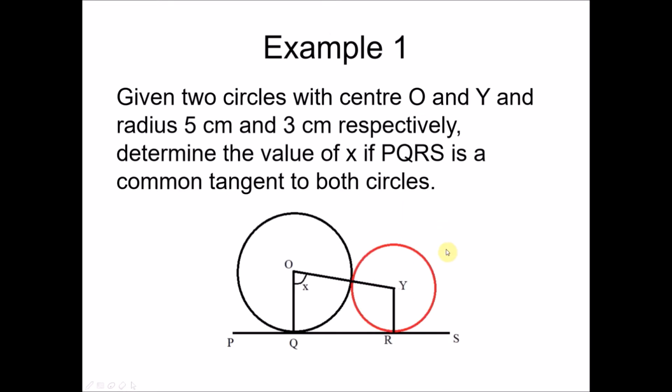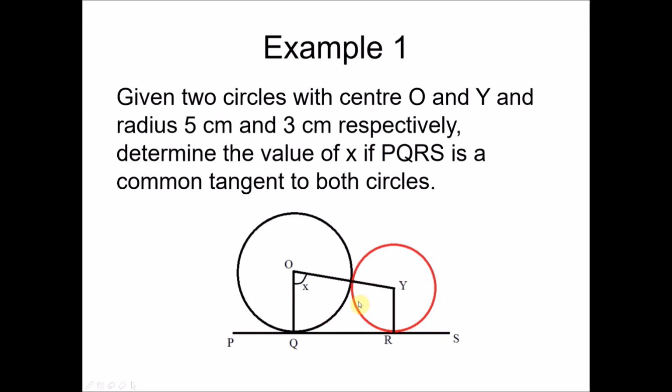Now we look at example number 1. Given 2 circles with center O here and center Y. For this circle, we have a radius of 5 centimeters. For this circle, the small circle, we have a radius of 3 centimeters. Determine the value of x. Find the angle x here if PQRS is a common tangent to both circles.